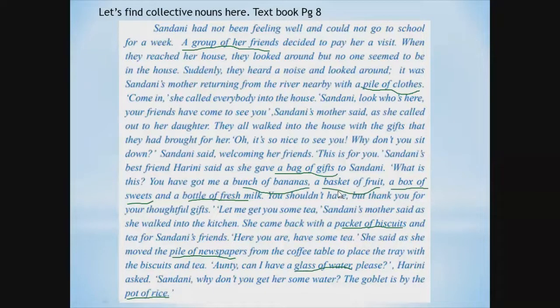A basket of fruit. A box of sweets. A bottle of milk. A packet of biscuits. A pile of newspapers. A glass of water. A pot of rice. Very good. Okay. Now we found so many words, right?